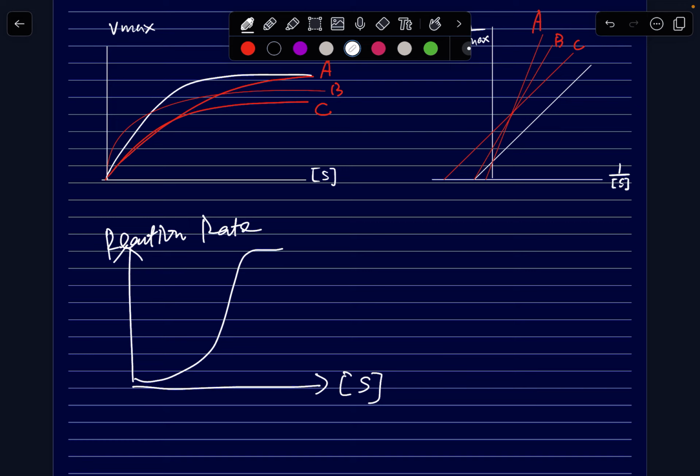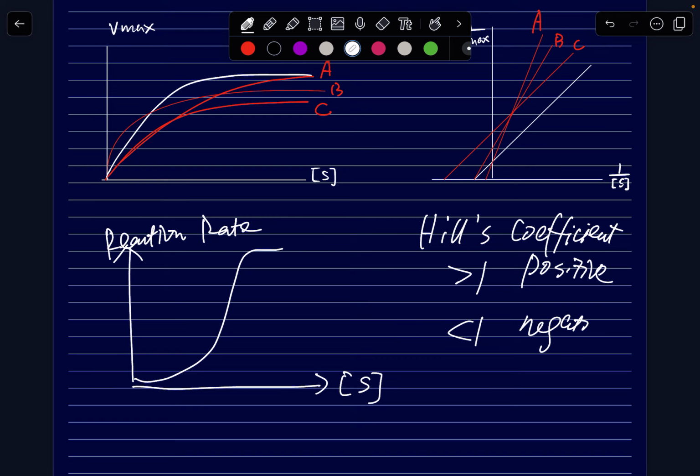We also said the Hill's coefficient reflects whether it's a positive cooperativity or negative cooperativity, right? If the Hill's coefficient is larger than 1, then we know it's positive cooperativity. If it's less than 1, then it's negative. And if it equals 1, which means there's no cooperativity, there are no multiple binding sites, okay?